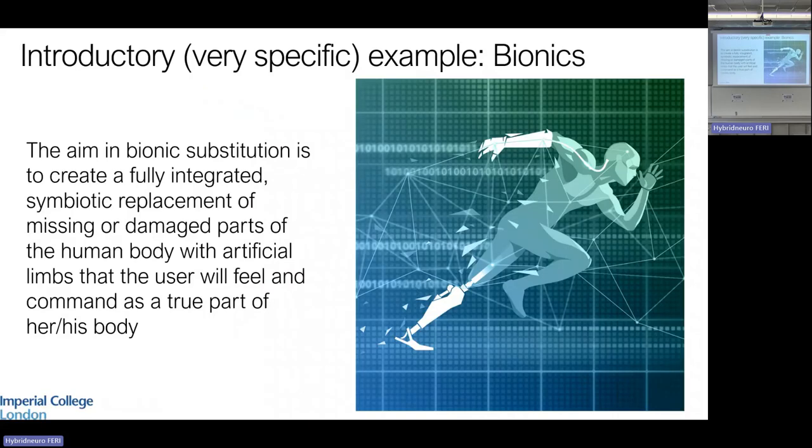What is bionics? Bionics, you see in this graphical rendering, the aim of bionic substitution is to create a symbiotic replacement of missed or damaged parts of the human body with artificial limbs. And of course, the idea is that these artificial limbs are felt and controlled as natural limbs. So now we do bionic substitution in patients that have amputations, but as we will discuss, in principle, if you arrive at a very good technology, you can imagine healthy individuals who are undergoing substitution of body parts in order to be augmented. And that's where we're going on with this discussion.